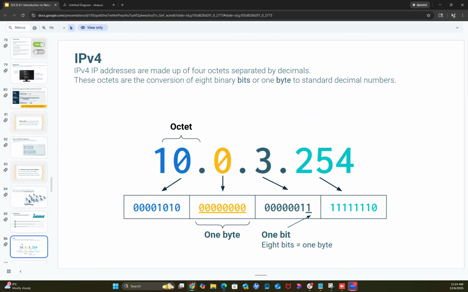What is IPv4? IPv4 IP addresses are made up of 4 octets separated by decimals. Octet means any decimal number; they call it an octet.